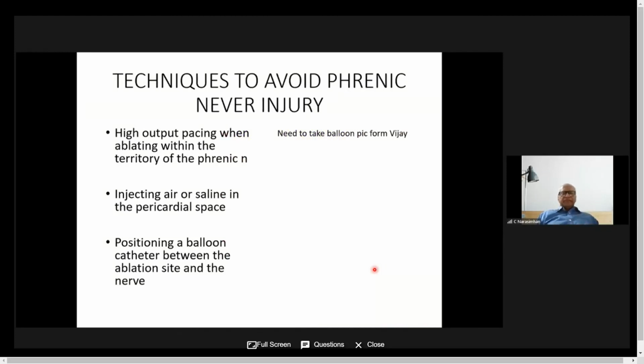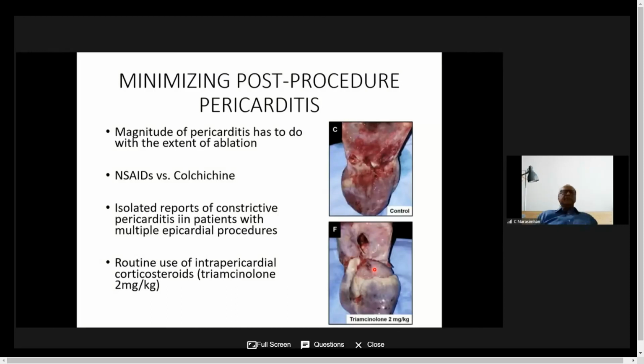And validate by high output pacing to make sure the phrenic nerve is not captured. And we can safely deploy a balloon into the pericardial space and position the balloon between the catheter and the ablation site and move the pericardium away from the heart so that you can successfully ablate. And once you ablate, especially young patients develop severe pericardial reaction.